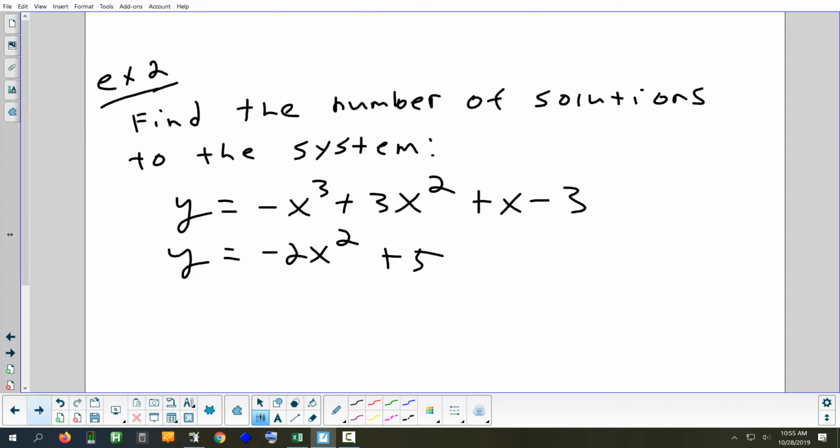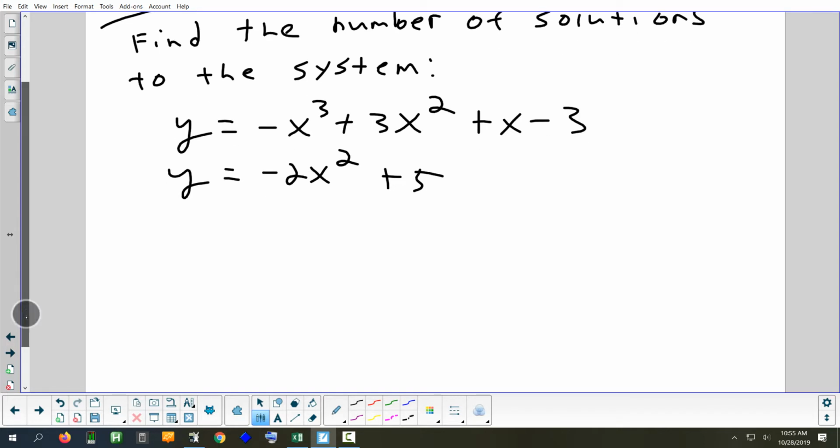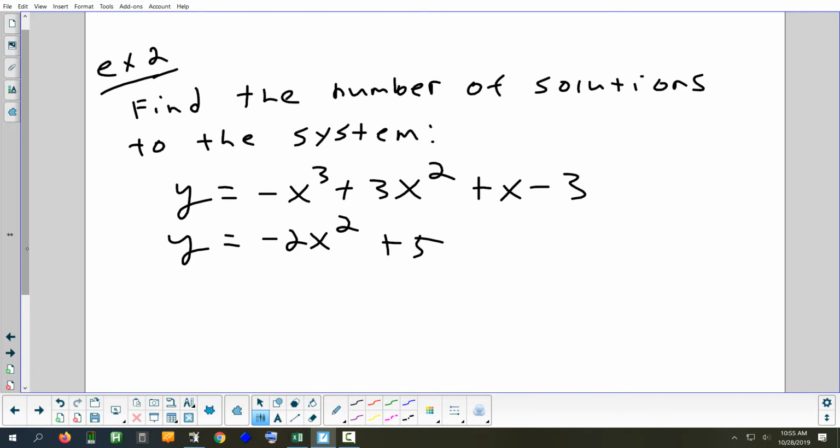Okay. Let's look at this one. Now, this one just says find the number of solutions. Doesn't actually ask me to find any of them. Just how many. So all we want to do is see how many times they cross. Are they ready to type in? Yeah, they're both y equals, so that's perfect. Just make one of them y1, make the other one y2. Doesn't matter which one is which.